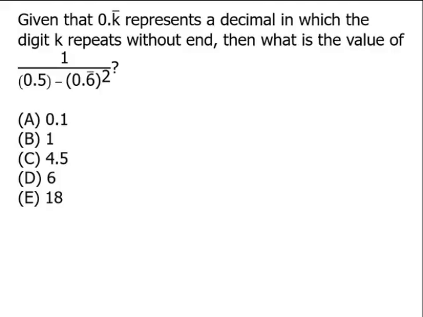Given that 0.k bar represents a decimal in which the digit k repeats without end, then what is the value of this expression? And in that expression we have this 6 with a bar over it, which means the 6 is going on forever. We know that the 3 is going on forever. 0.3333 going on forever is 1/3. And this is double that, so in fact this is 2/3. So that's the first thing we need to know, that 0.6 repeating is the fraction 2/3.